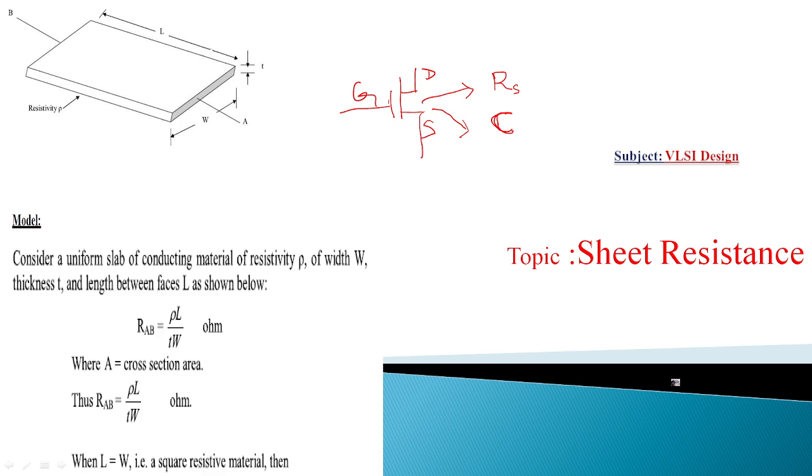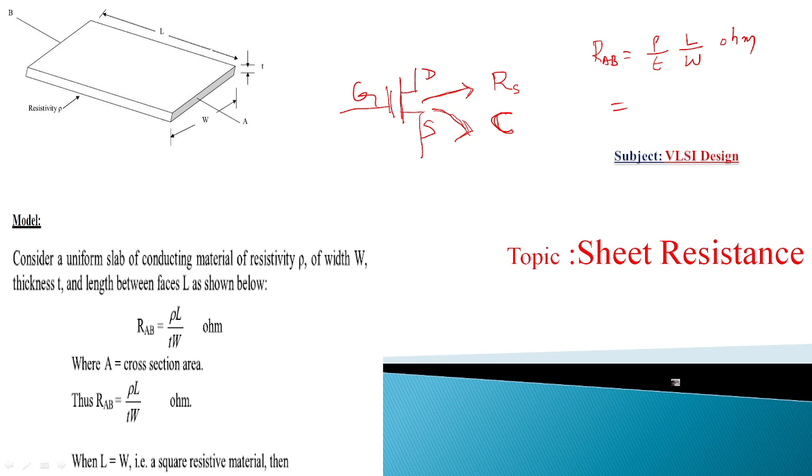Per a square, how much resistance does it have? That is the sheet resistance per square. It is defined as how much resistance is there in a transistor. Internally it has some internal resistance and internal capacitance. That sheet resistance is R_AB equals rho by T into length by width of the sheet, in ohms. This is the sheet resistance per square.